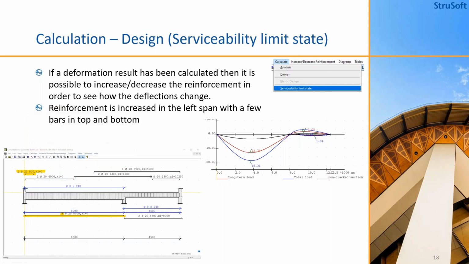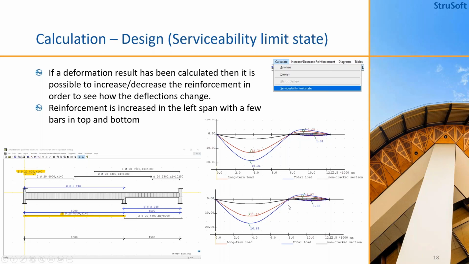So here I have increased the reinforcement in the left span. So I increased the reinforcement a little bit, and the graphs here will change accordingly as well. So due to cracking, for instance, we are able to adjust the crack widths, and this can be done automatically as well. And here we can see that if it was a non-cracked section, what the deflection would be, but since it is cracked, we now see the larger deflections due to the cracking.